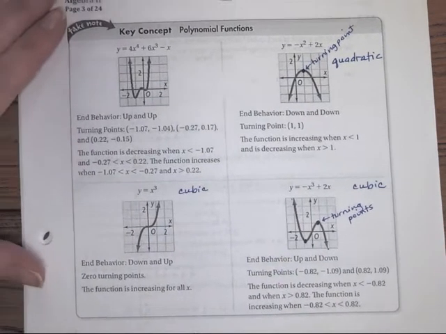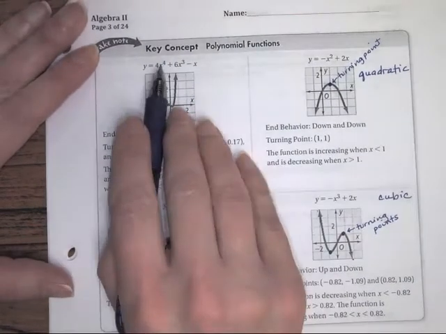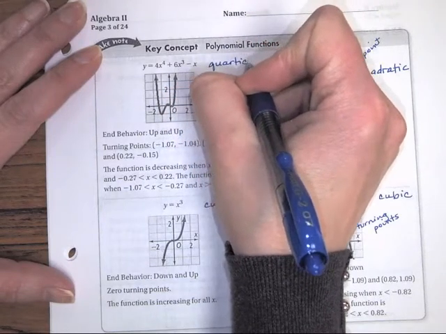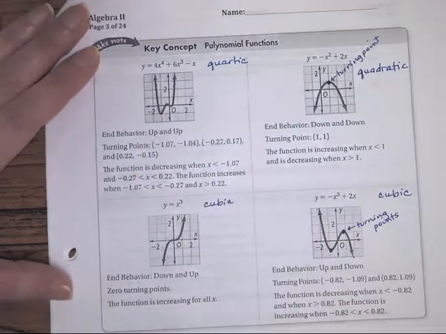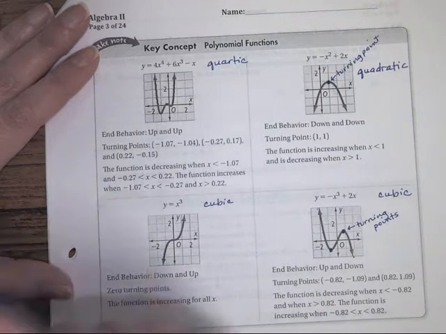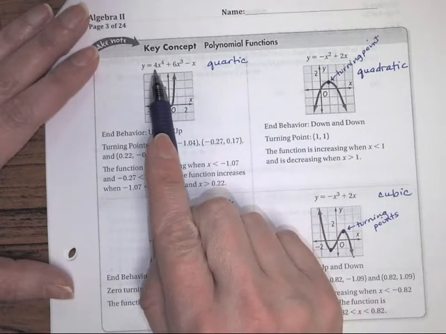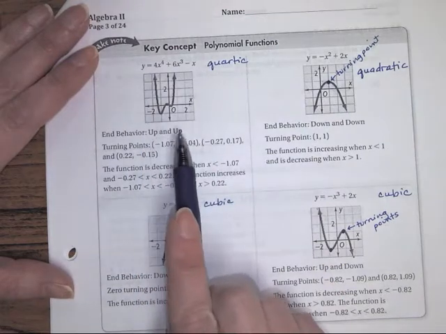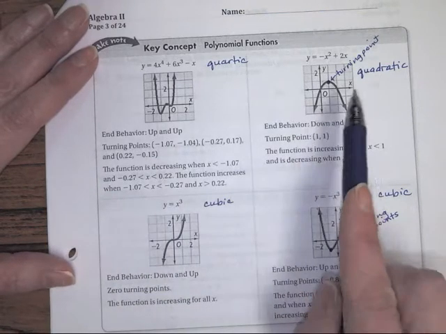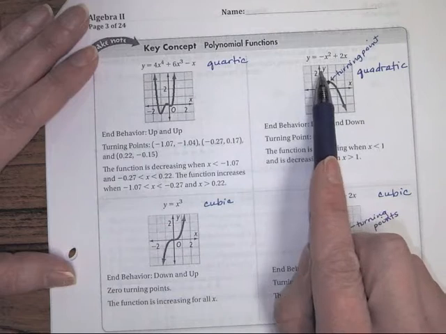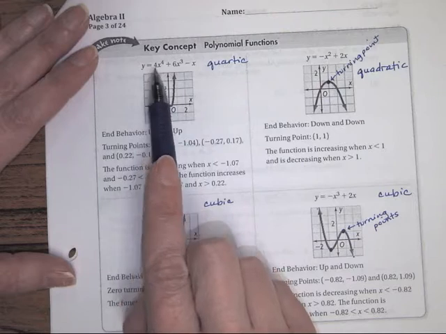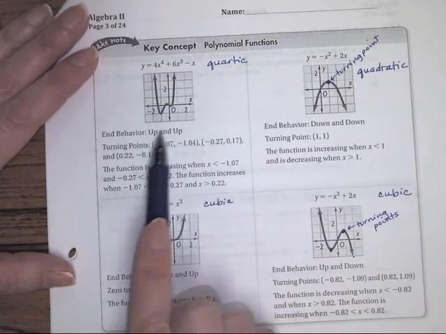All right, let's go up here to the very top. This x to the fourth is quartic. Now quartic is up and up. If the a value in front of x to the fourth were negative, it would be down and down, just like the quadratics. Now notice something, this is true. If your degree is an even degree, your end behaviors are going to be the same. If it's a positive coefficient, it'll be up and up. If it's a negative coefficient, it'll be down and down.